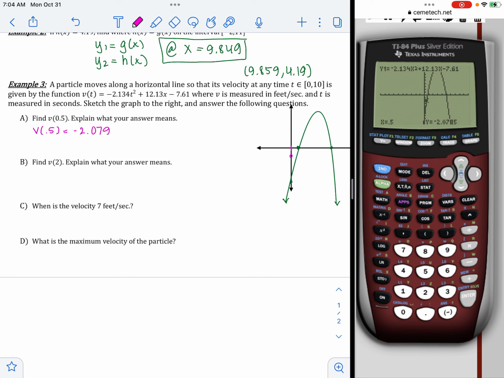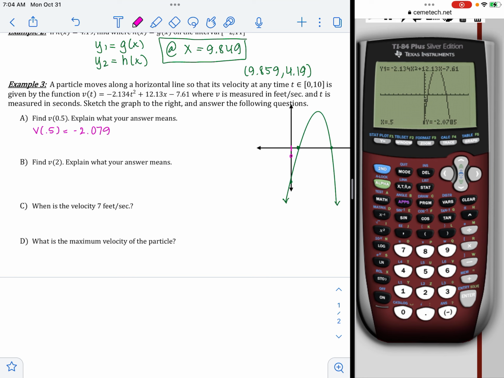So if you look back at the original problem, it says v is measured in feet per second and t is measured in seconds. So we have a time of 0.5 seconds and a velocity of negative 2.079 feet per second. To say this in a sentence, we have to understand that when you have a positive velocity, the particle is moving forward. When you have a negative velocity, it's moving backward. We're looking on an x-axis here from 0 to 10, so really we can say to the right and to the left. If it's positive, it's to the right. If it's negative, to the left.